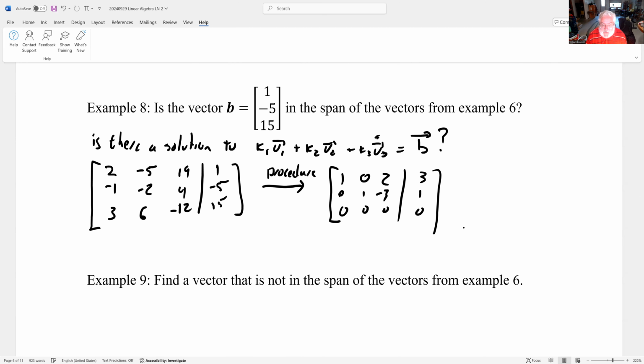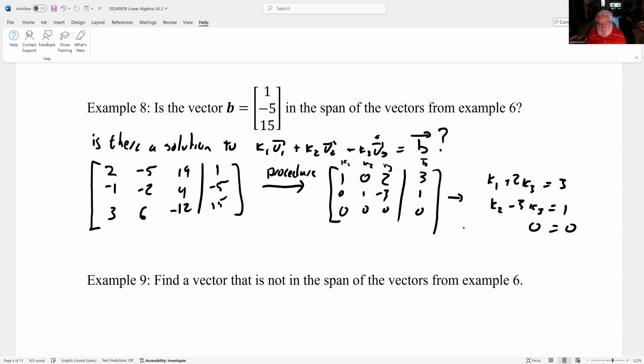So how do we read this? This means that K1 plus 2K3 equals 3. K2 minus 3K3 equals 1, and 0 equals 0. Those are my three equations, right? Because this is the coefficients of K1, K2, K3, and this is the coefficients of the coordinates of B. So what does it tell me? Well, any K3 that I choose will give me a K1 and a K2, so there's infinitely many solutions. So the answer is yes. I can write B as a linear combination of these in infinitely many ways.